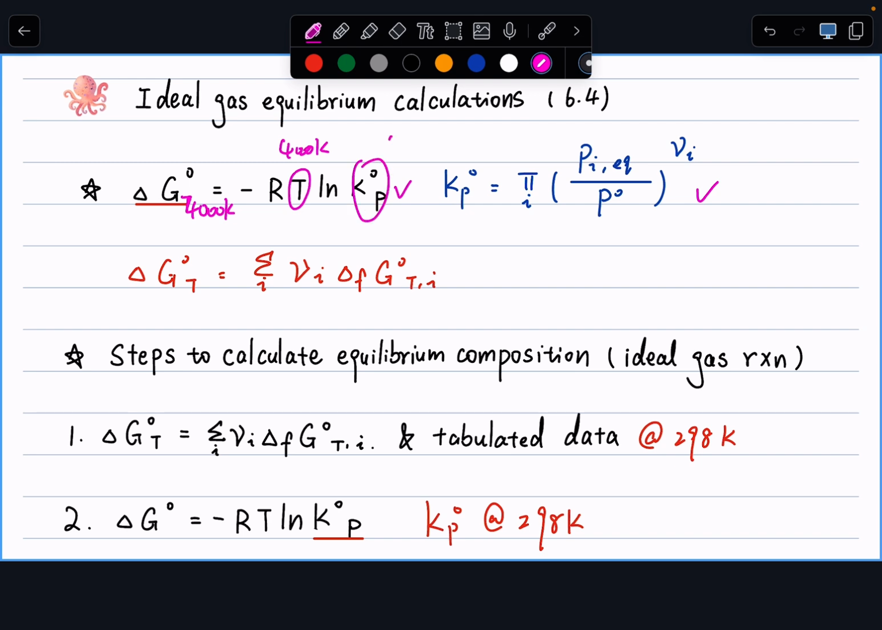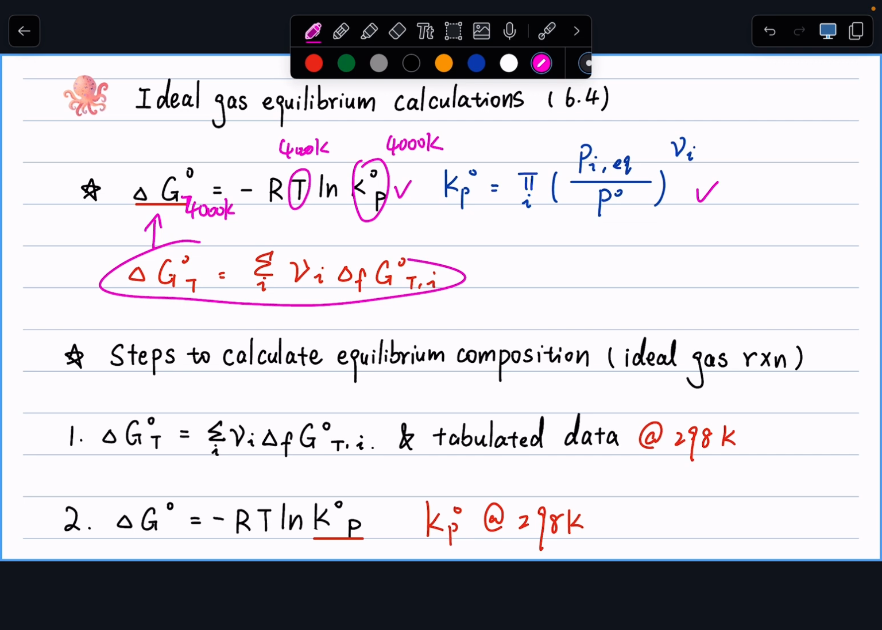My equilibrium constant is at 4,000 Kelvin, but the relationship between delta G naught and negative RT ln Kp will always be true, no matter what temperature it is. The tricky part about temperature is how do we get delta G naught, or how do we get the equilibrium constant?